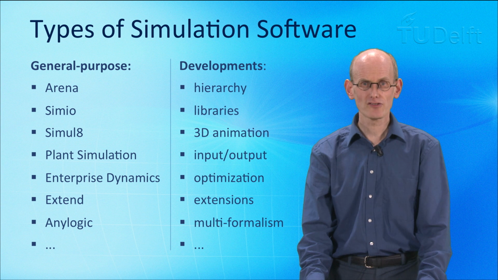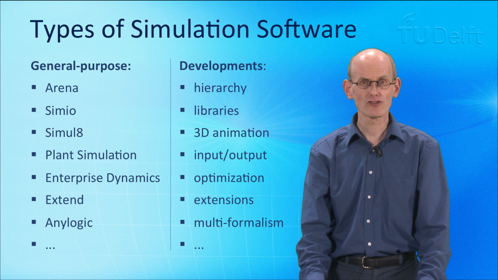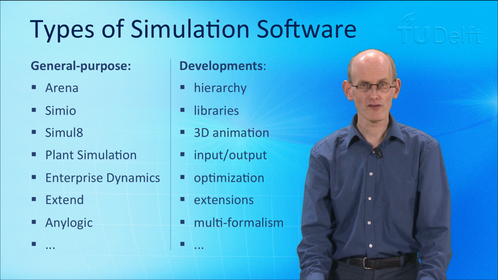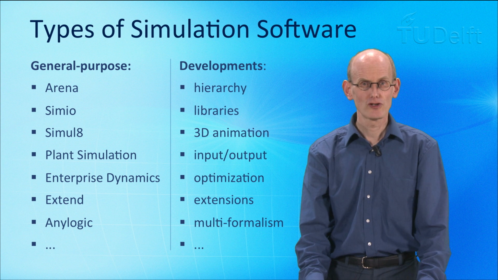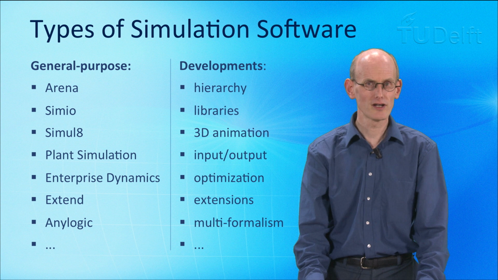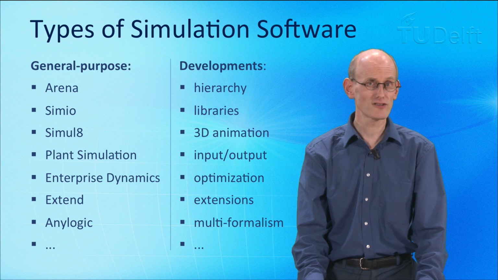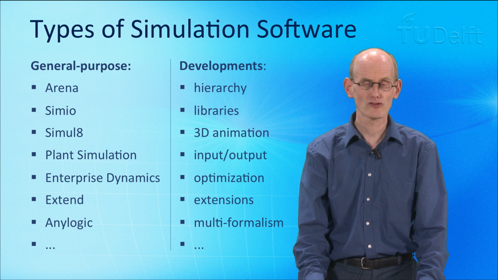If we look at the types of simulation software available, there are actually 2 different types. One is programming languages that we can use to build simulation software. Libraries are used to make the simulation software, but they're not so easy to use for end users. Therefore, there are also a large number of general-purpose simulation packages available on the market. Examples are Arena, Simio, Simulate, Plant Simulation, Enterprise Dynamics, Extend, and AnyLogic, and there are many, many others. There are hundreds of different types of simulation software on the market.